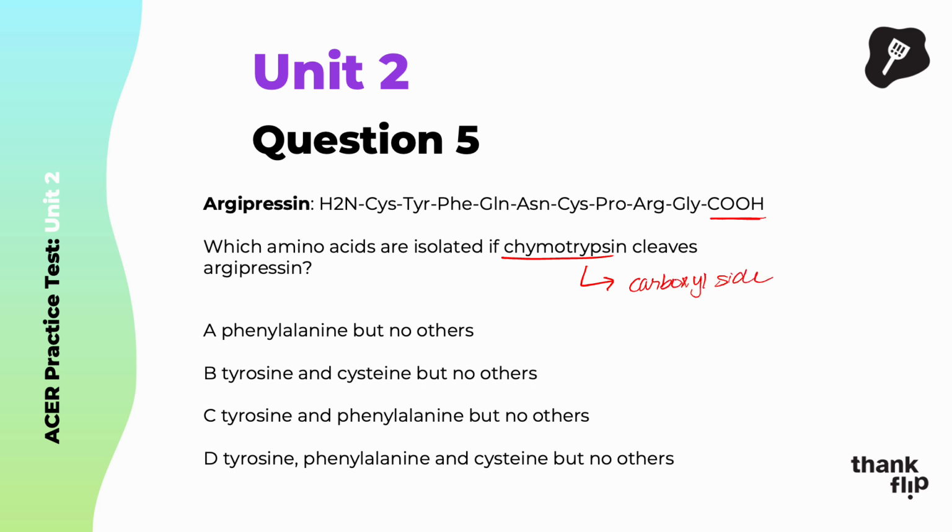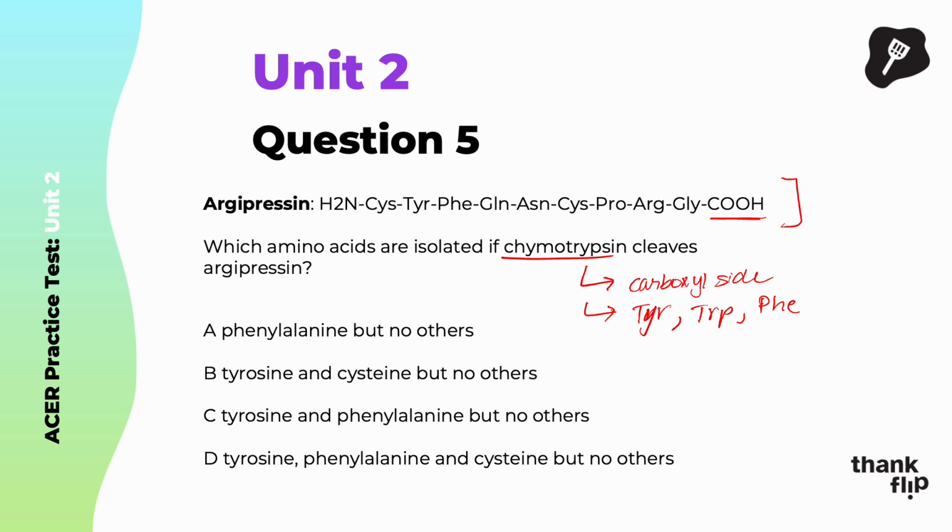And this is our carboxyl group here. And the amino acids that it's going to target on the carboxyl side are tyrosine. So I'll write the shorthand. Tyrosine, tryptophan, and phenylalanine. So that's PHE. Okay, so now we can go back to argipressin and see where chymotrypsin is going to cleave it.